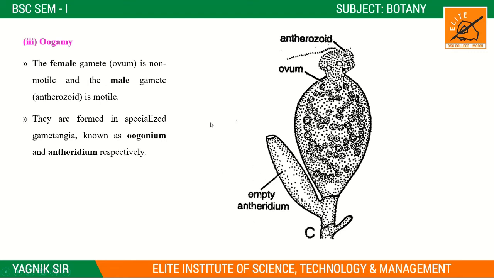Here another branch is an empty antheridium, right? Here there is no structure in the antheridia. These are sterile structures, and this very broad region is the oogonium, and in the oogonium the ovum is developed, and on the upper side another structure is the antheridium, and in this antheridium antherozoids are developed.